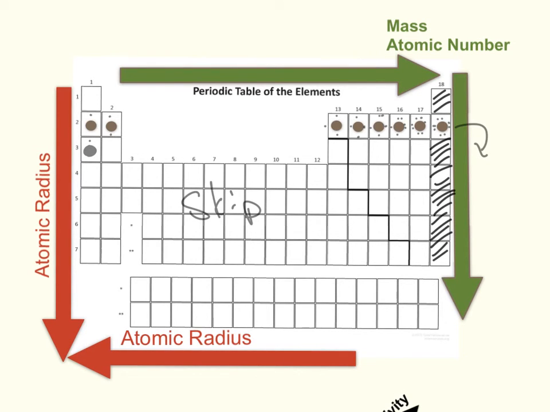If you wanted to take a look at a trend, we've got this trend like so, with reactivity increasing as you go to the lower left-hand corner for the metals, and then going to the upper right-hand corner for the nonmetals, although I think I circled the wrong one. Remember, these ones are not reactive. Fluorine is the most reactive. The one next to it, neon, isn't going to react with anything.